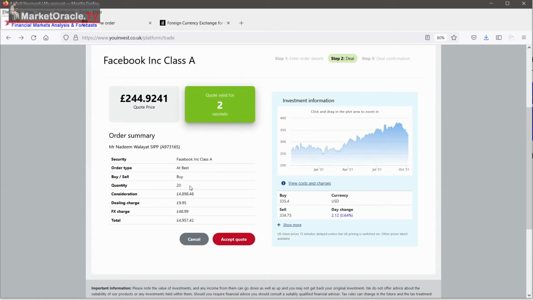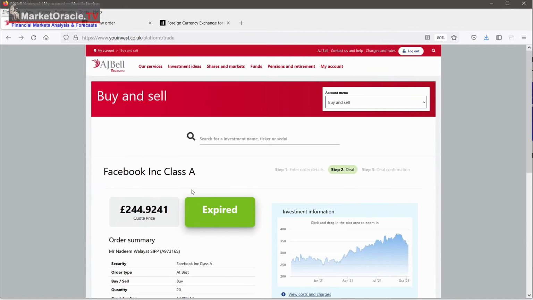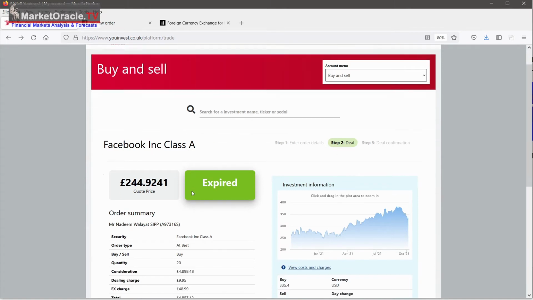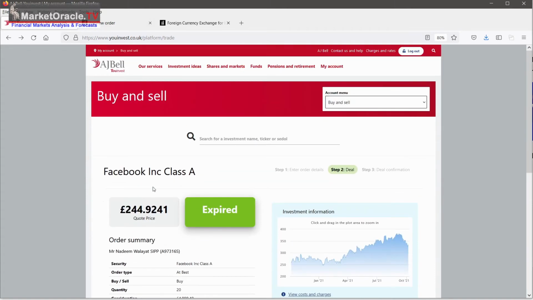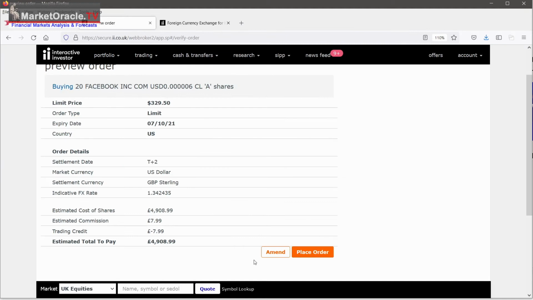So if you're buying US shares with AJ Bell, buy those only listed on the London exchange. You'll save on the FX fee. Whereas with II, you get the benefit of placing limit orders. So it swings. If you're thinking of opening an account, Interactive Investor is the one to go for, not AJ Bell. They suck.